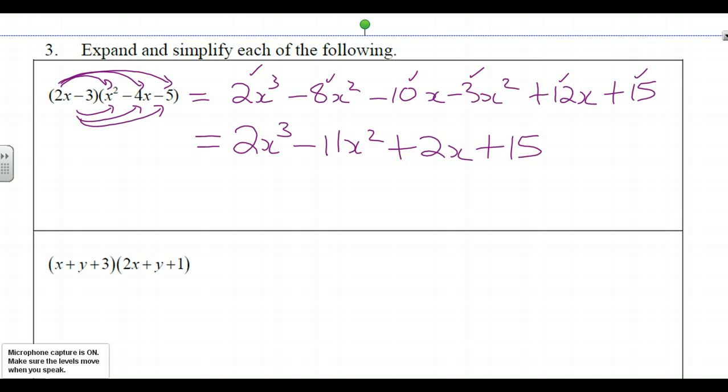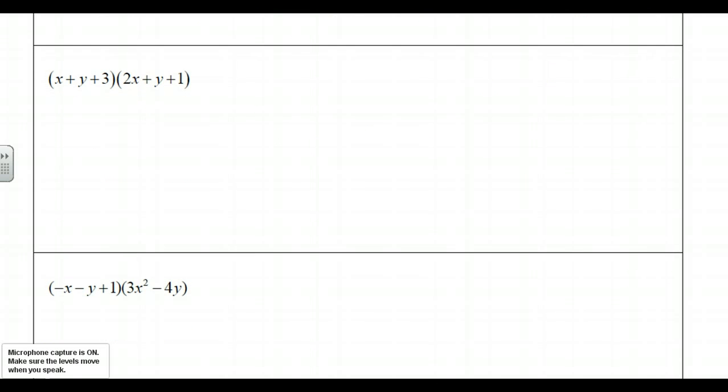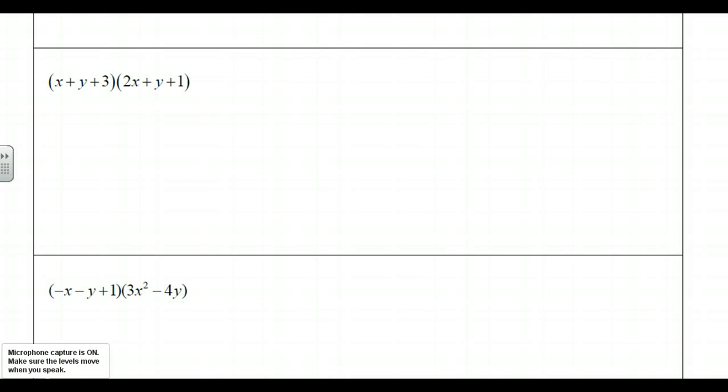So binomial times trinomial yielded a polynomial in 4 terms, the special name for which is a polynomial in 4 terms, right? We don't have special names above trinomials. What's going to happen when I multiply a trinomial times a trinomial? How many products will I get? Anyone? 9. Okay, we're going to have 9, right?